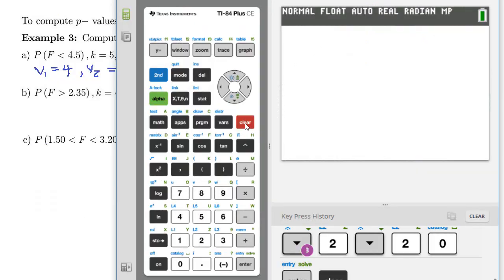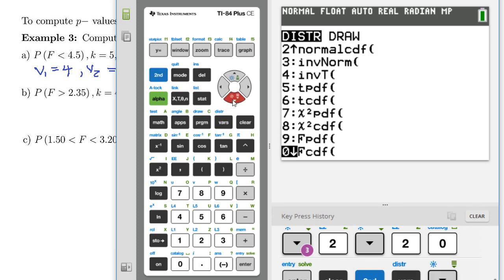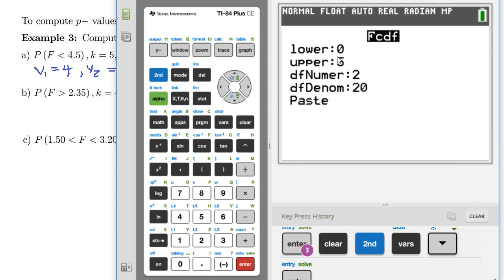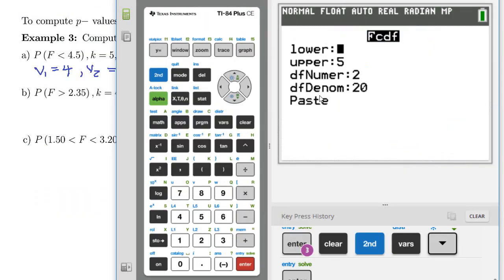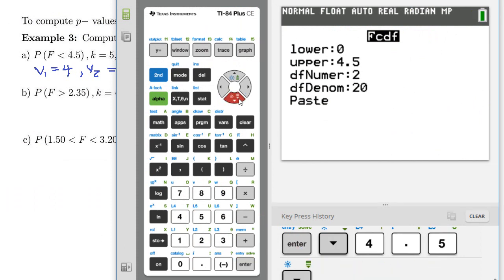So now we will switch to the calculator. We are going to go to the distribution menu, second variables, and then we want to scroll down to FCDF, which is choice 0. Our lower limit is 0. This starts at F equals 0. Our upper limit was 4.5. Our numerator degrees of freedom, that's the 4, and denominator 35.